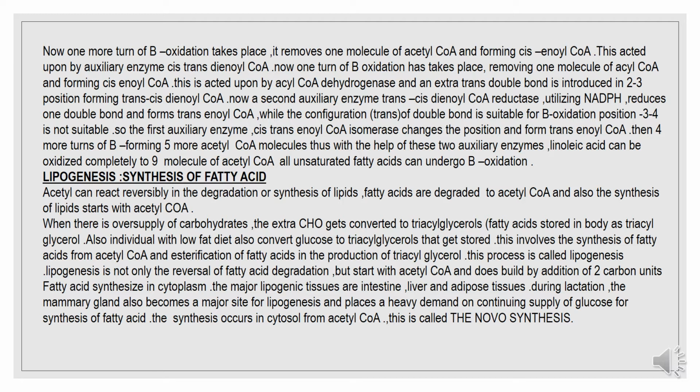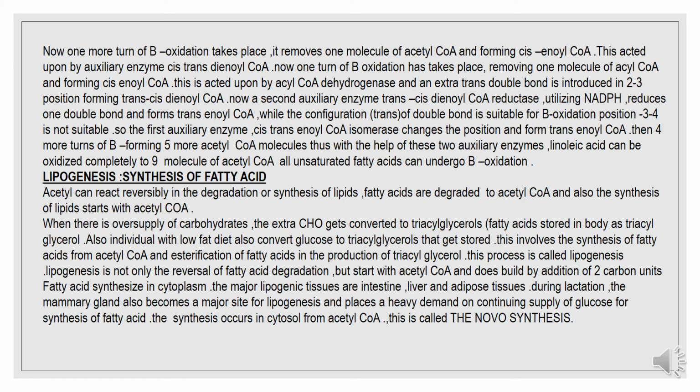What is lipogenesis? Lipogenesis, we all know, is the genesis of lipids, meaning synthesis of fatty acids. Acetyl CoA can react reversibly in the degradation or synthesis of lipids, fatty acids. The fatty acids are degraded to acetyl coenzyme A, and also the synthesis of lipids starts with acetyl coenzyme A. The main factor is acetyl coenzyme A, because of this, fatty acid synthesis will start. When there is an oversupply of carbohydrates, the extra carbohydrates get converted into triacylglycerols, fatty acids stored in the body as triacylglycerol.